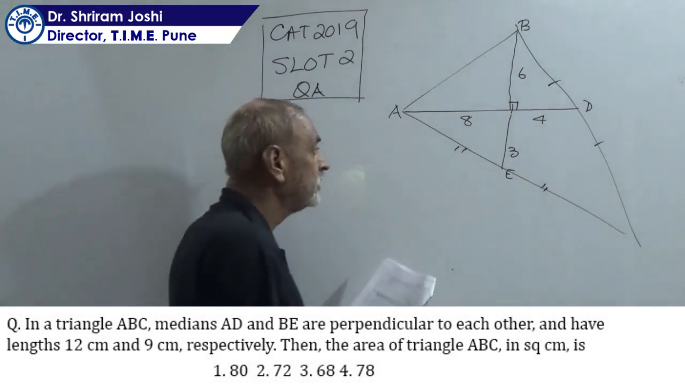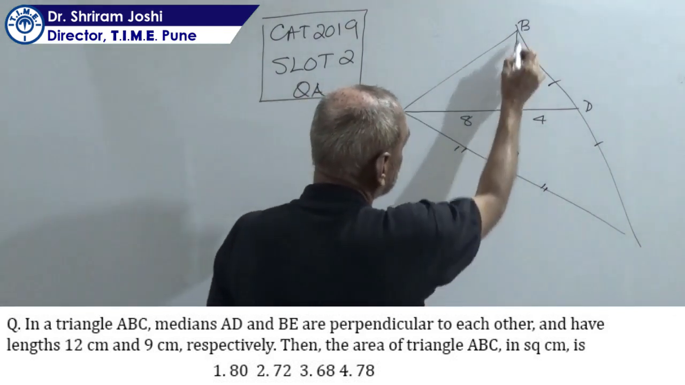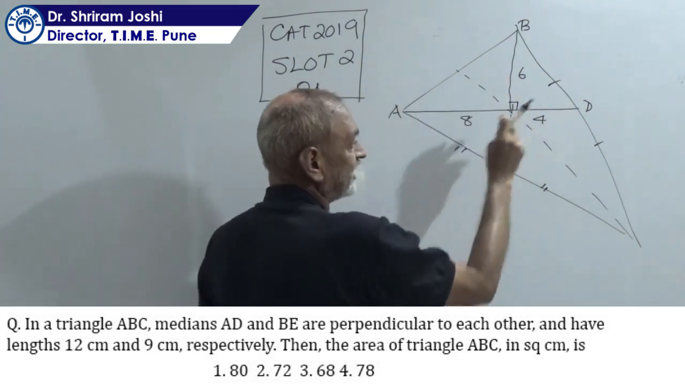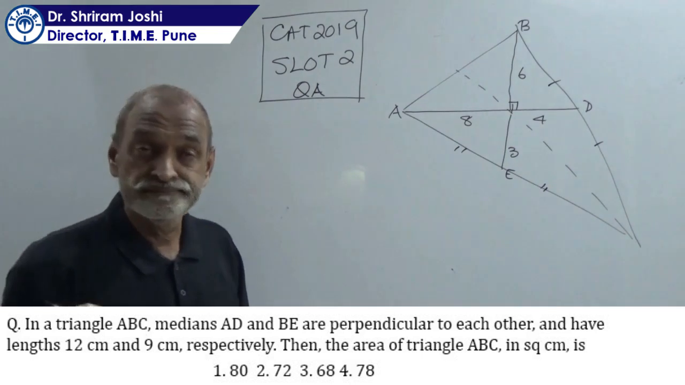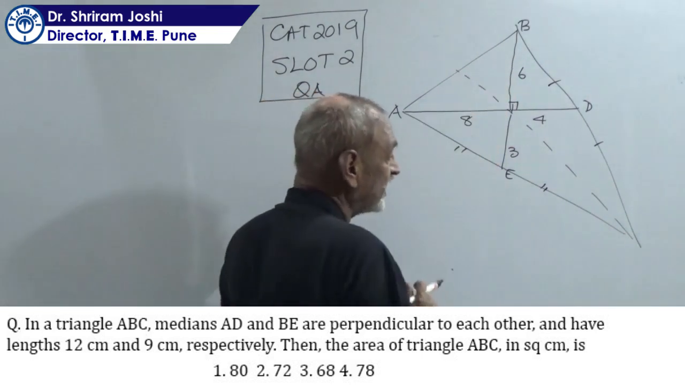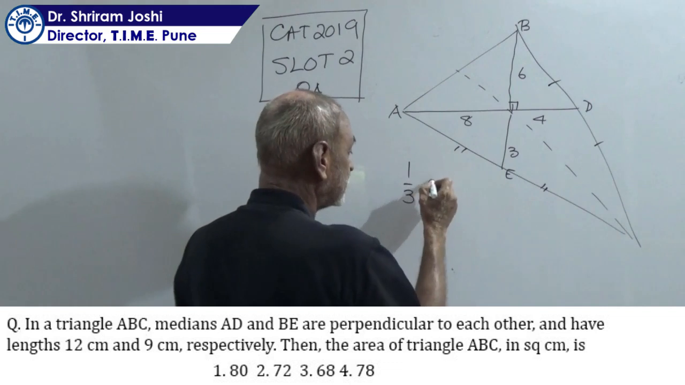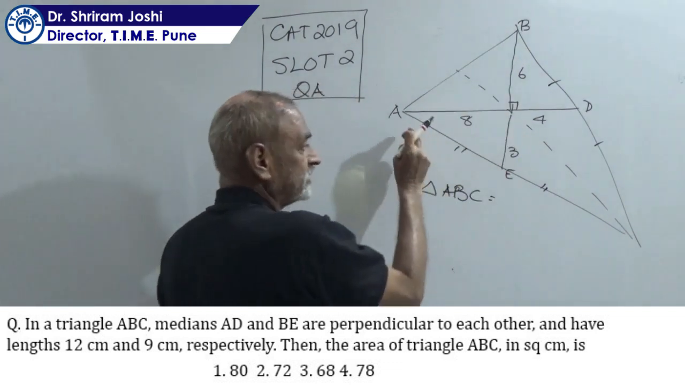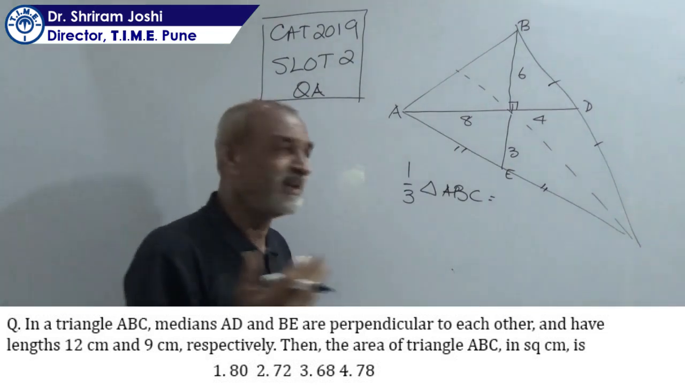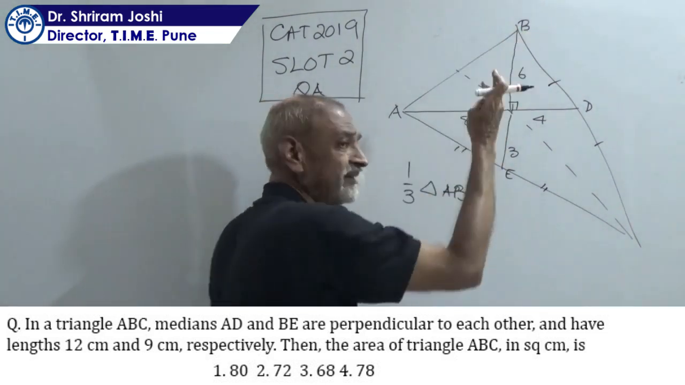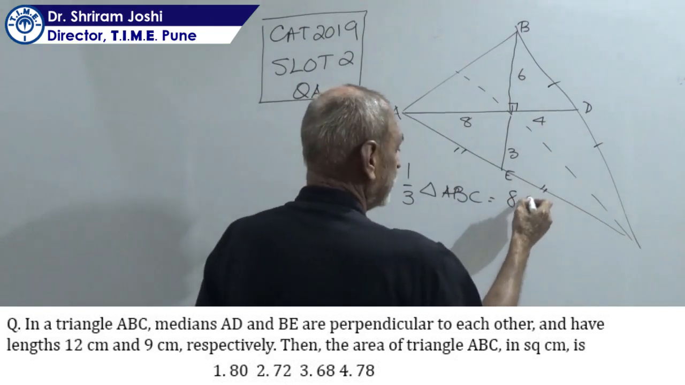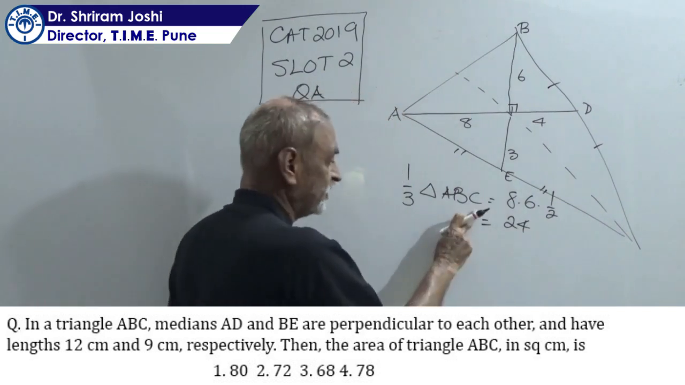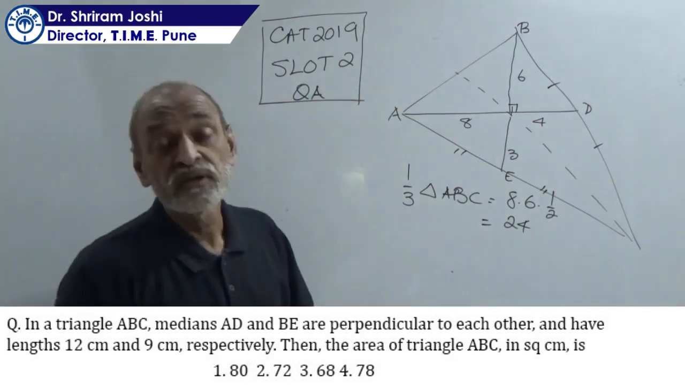Wow! You know that if you actually draw the third median, all these six triangles that are formed are of equal area. So these two triangles together will be one third of the triangle ABC. This is a right angle triangle. What is the area of a right angle triangle? Man, base into height into half. 8 into 6 into 1/2. This is 24. Area of the triangle, 3 times 24.